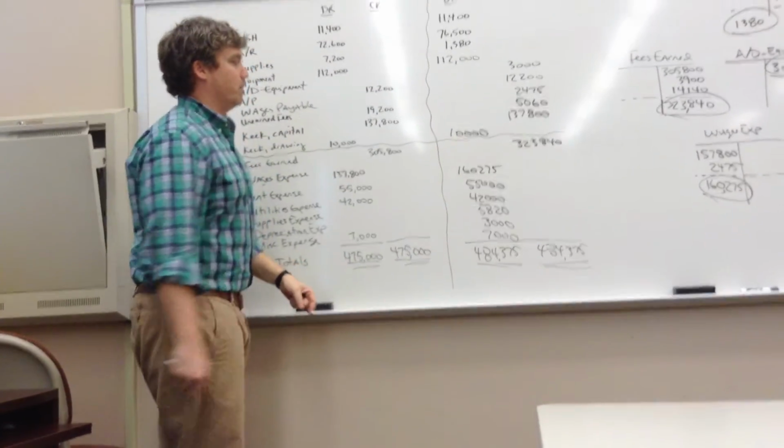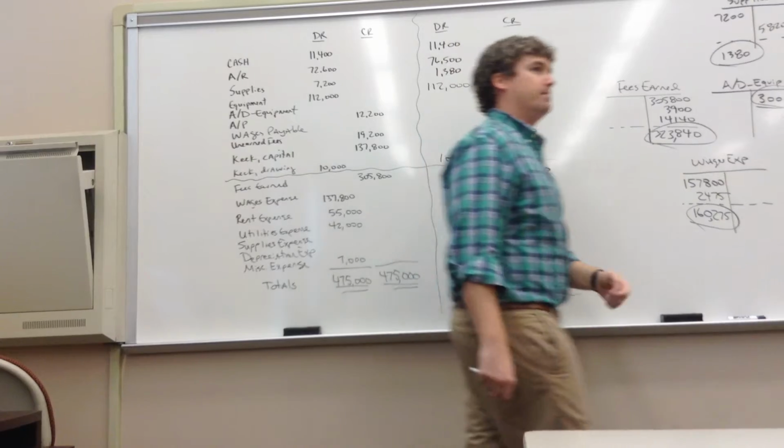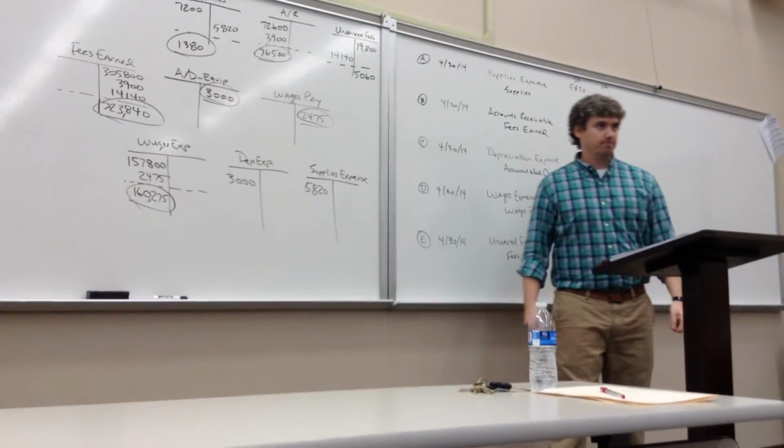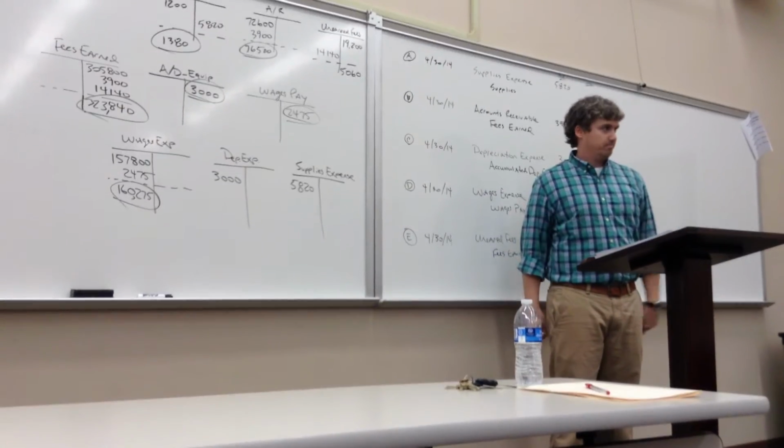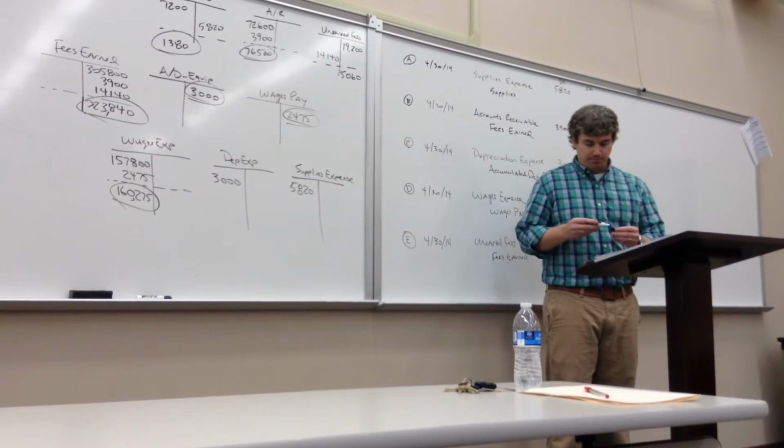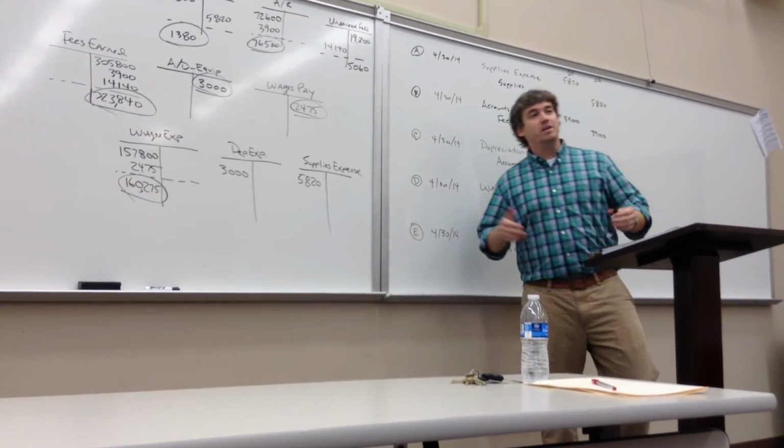Okay? So our starting point is going to be here. We're going to put together the income statement. Then we're going to do a statement of owner's equity. Then we're going to do a balance sheet. Okay? Then we do closing entries. Then we do post-closing trial balance. And we're home. Okay? So, enjoy the week. All right?